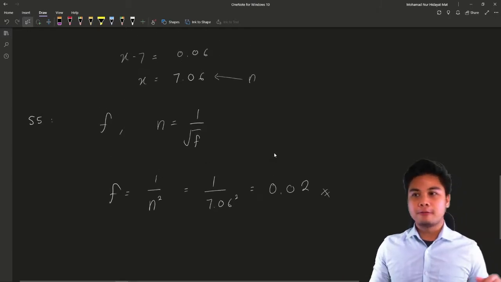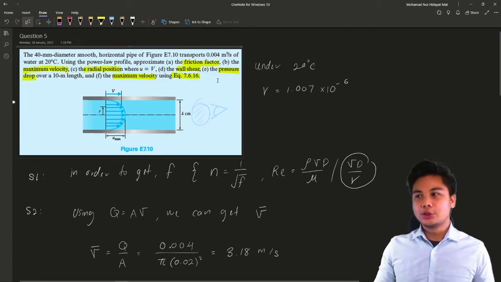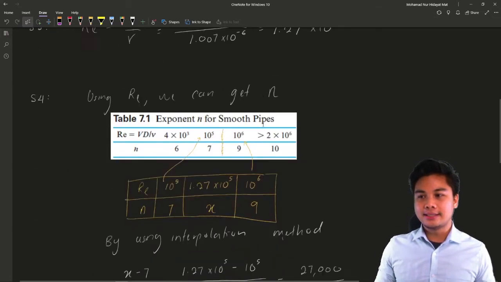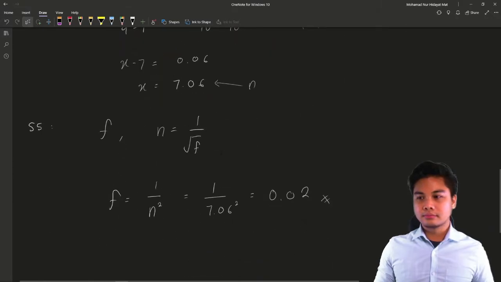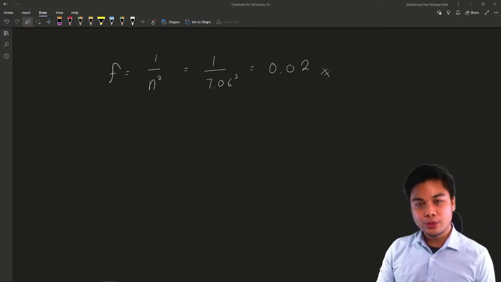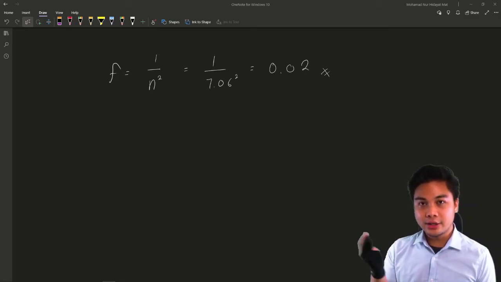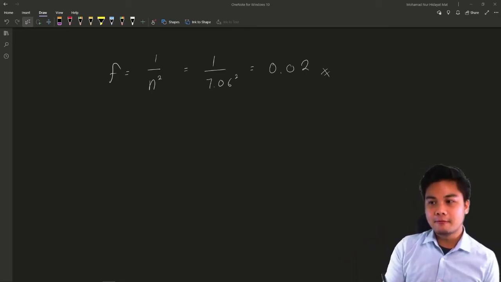Now we have solved question 1. Question A asks for the friction factor. So how about getting the maximum velocity? In order to get the maximum velocity, we can correlate with the power law. Once we get the n, we can get the value of maximum velocity straight away.